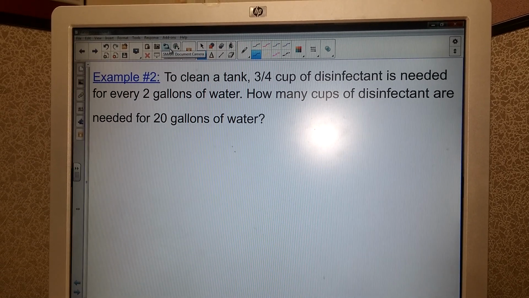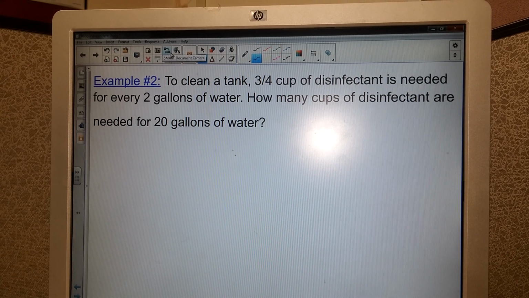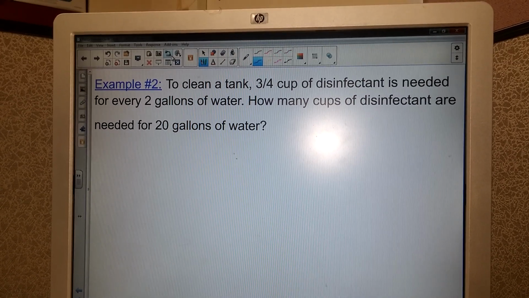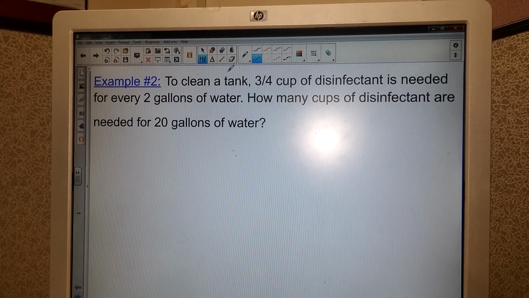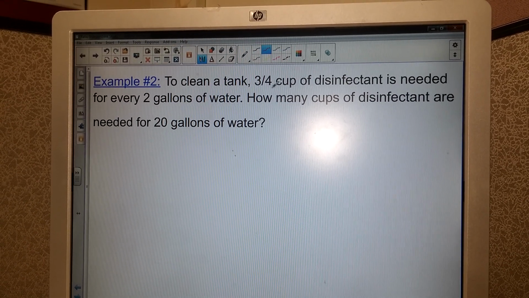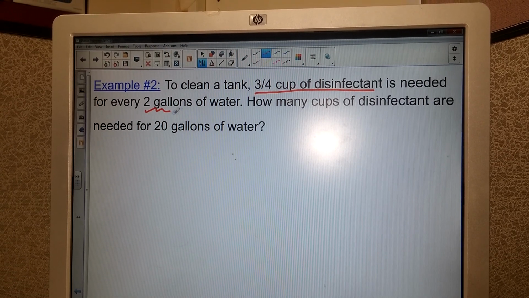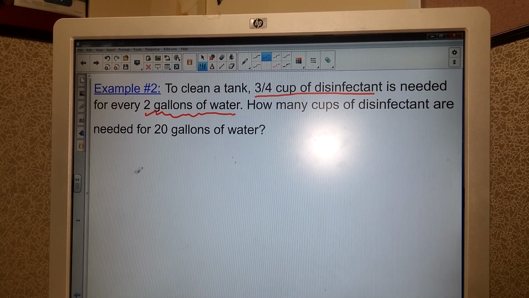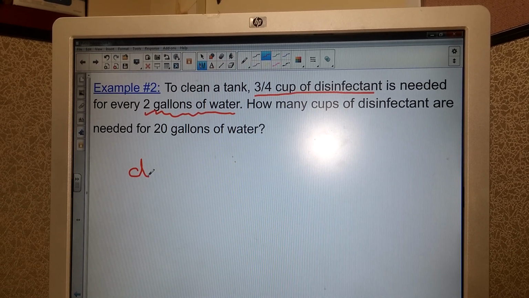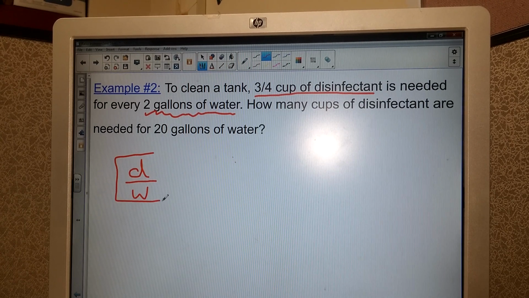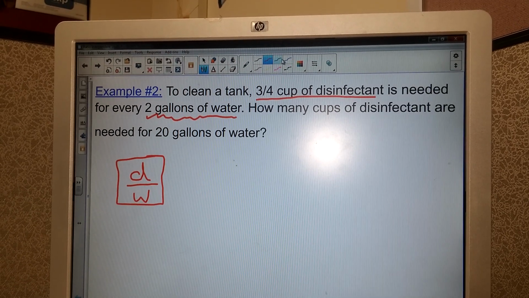Okay, one example with fractions. To clean a tank, 3/4 cup of disinfectant is needed for every 2 gallons of water. How many cups of disinfectant are needed for 20 gallons of water? First thing I want to identify here is my ticket. And I'm talking about cups of disinfectant for gallons of water. So, I'm not going to put cups and gallons because really what I'm talking about is how much disinfectant I'm using for a certain amount of water.